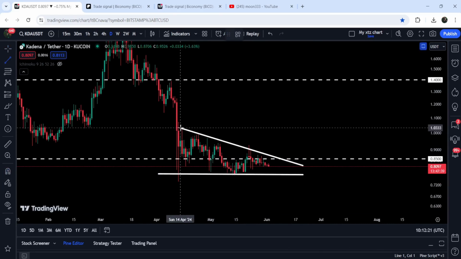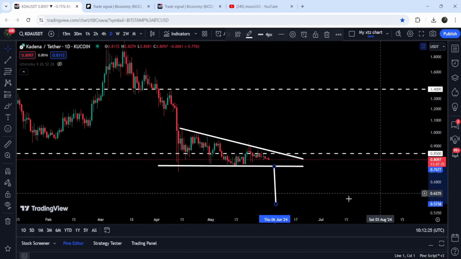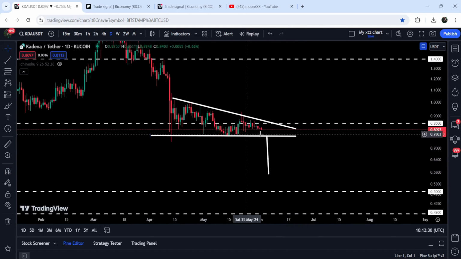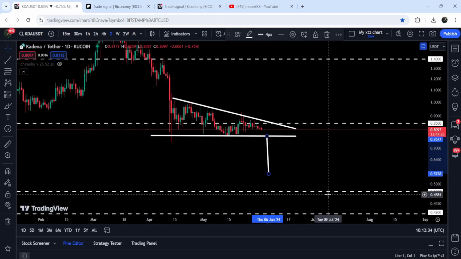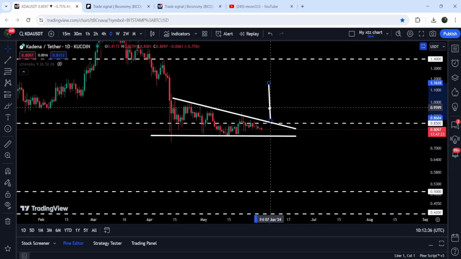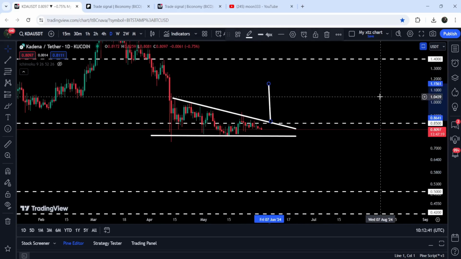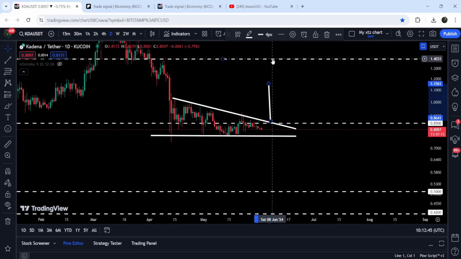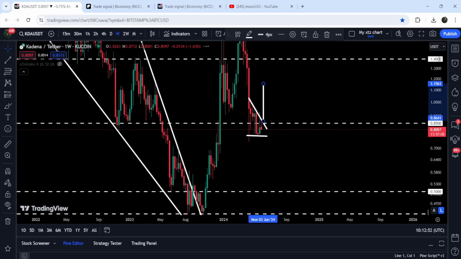In case of breaking down the support of this triangle, the target to the downside can be here. That will be approximately at 57.38 cents. But in my opinion, after breaking down this triangle, the price can also test this long-term support of 50 cents as well. And in case of breaking out, the target to the upside will be here. That will be approximately at $1.15. But in my opinion, after breaking out this triangle, it can also hit this long-term resistance of $1.40 as well.